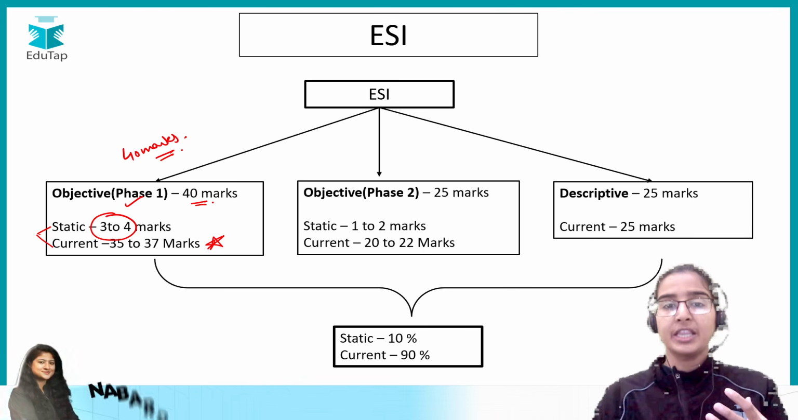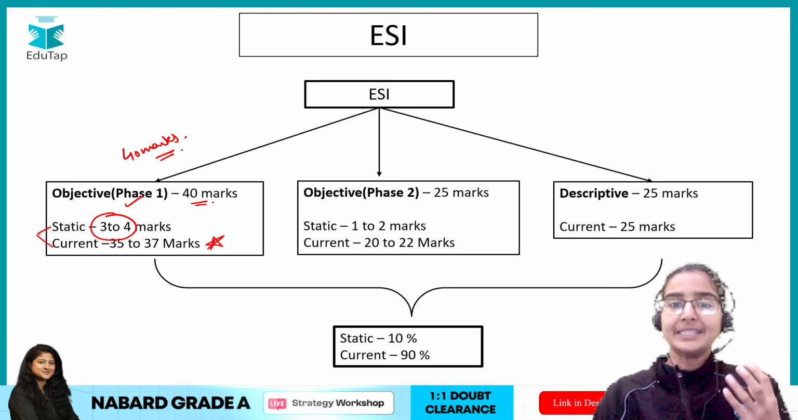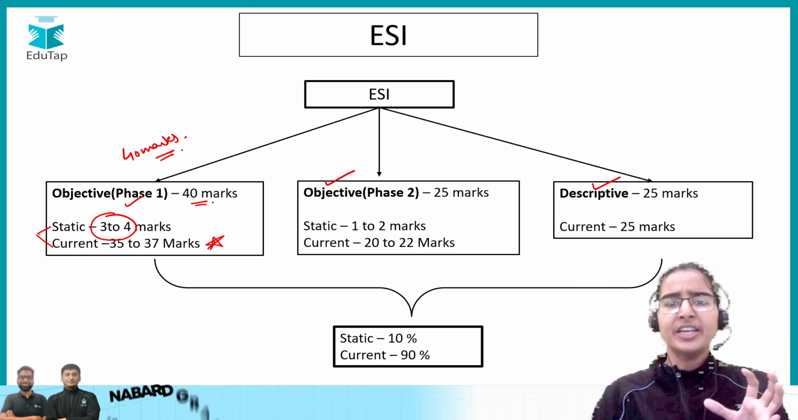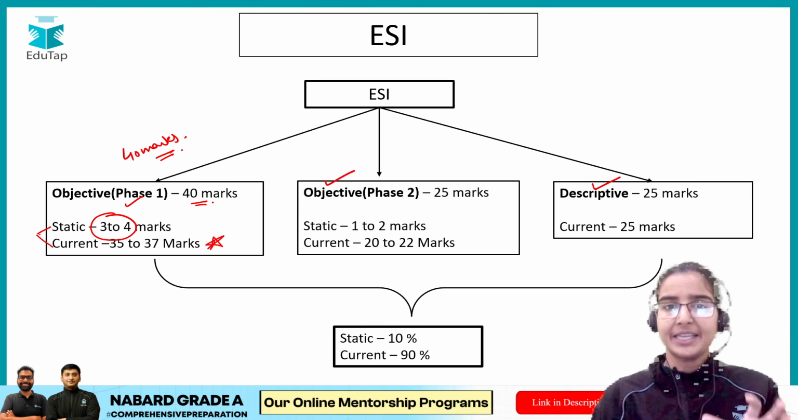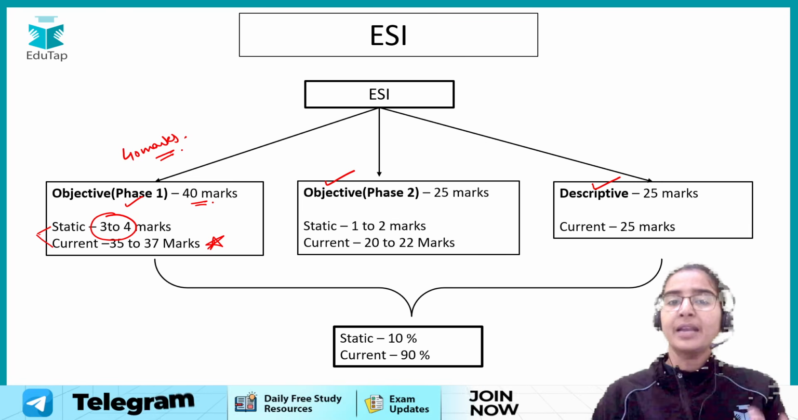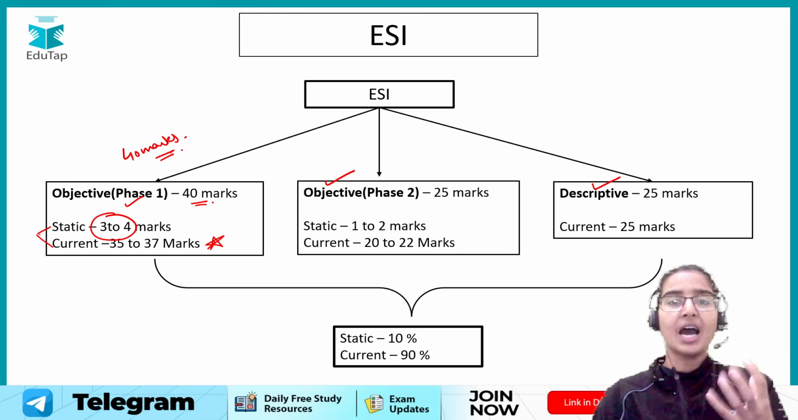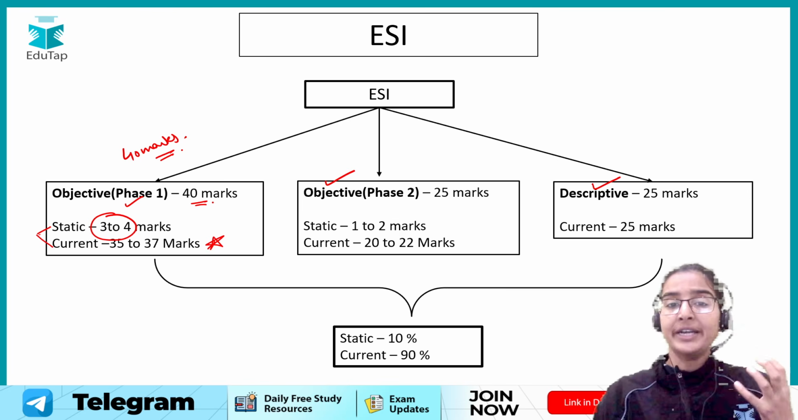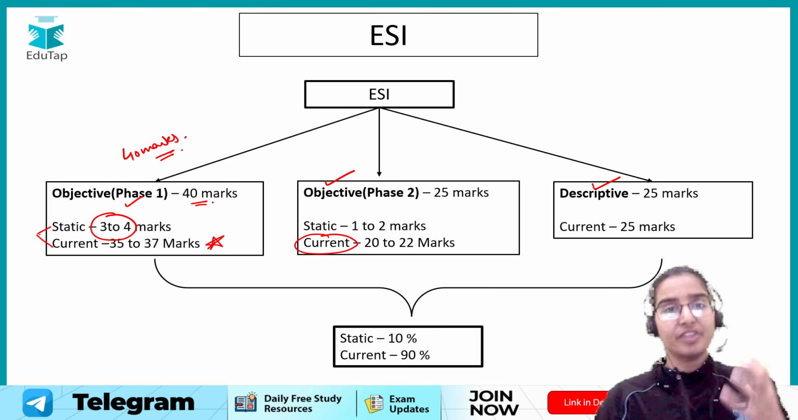Similarly, in phase 2, ESI is asked in both the objective form and the descriptive form. If you have a look at the objective form, roughly around 25 marks of ESI is asked here out of 50 marks, and out of that, the static portion's weightage is hardly 1 to 2 marks. Generally, the weightage is dominated again by current affairs in phase 2 as well.